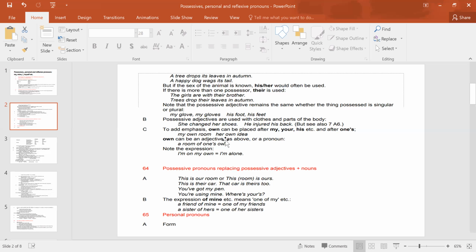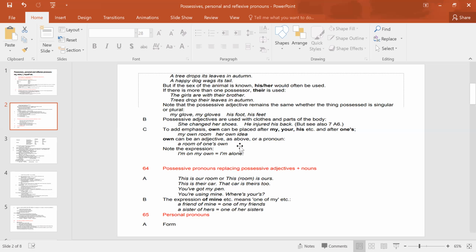It's her own idea, it does mean this is her idea, this is only her idea. So own can be an adjective as above or a pronoun. Of course, as above, own can be an adjective, it can also be a pronoun.